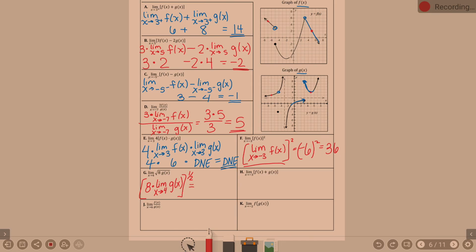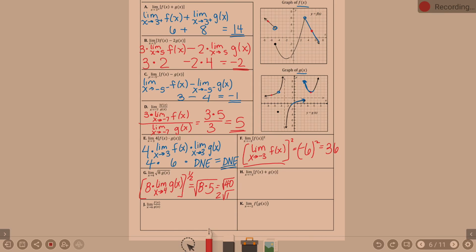So 8 times something and then the square root of it. 8 times what? G of x, x to the 4. 5. And 8 times 5 is 40. Square root of 40. So it can be like 2 square root of 10.